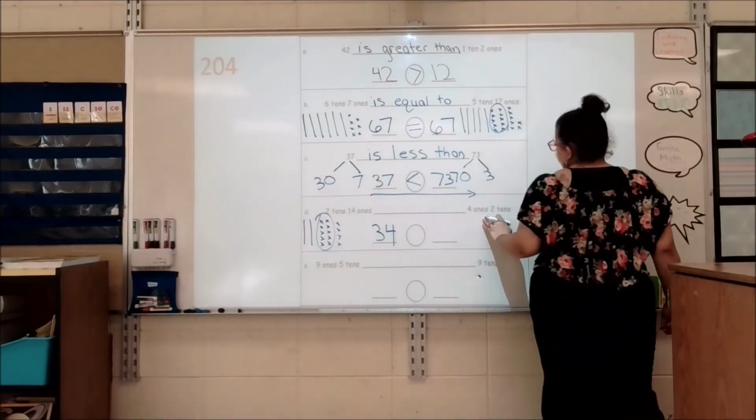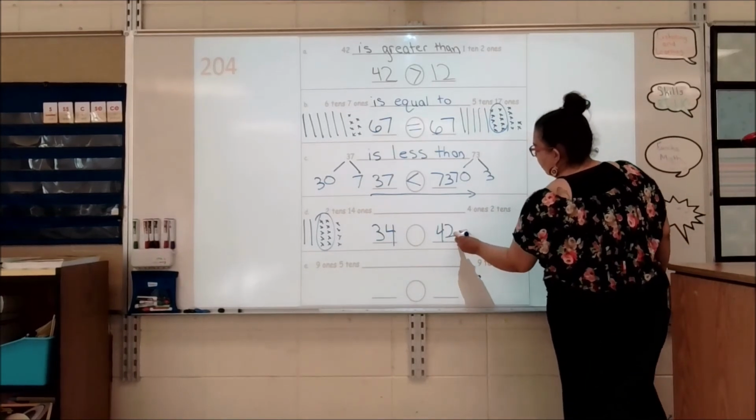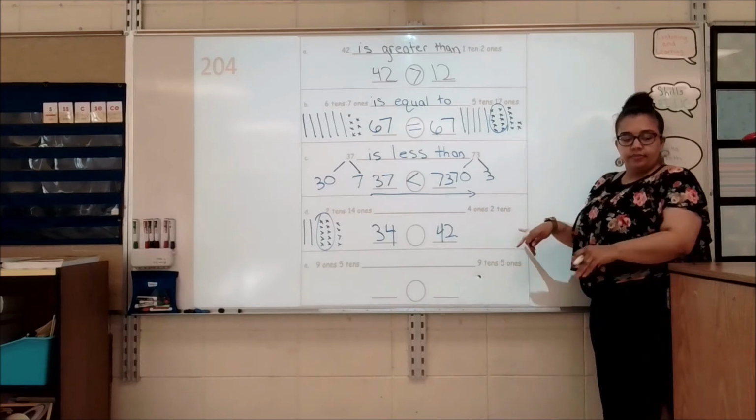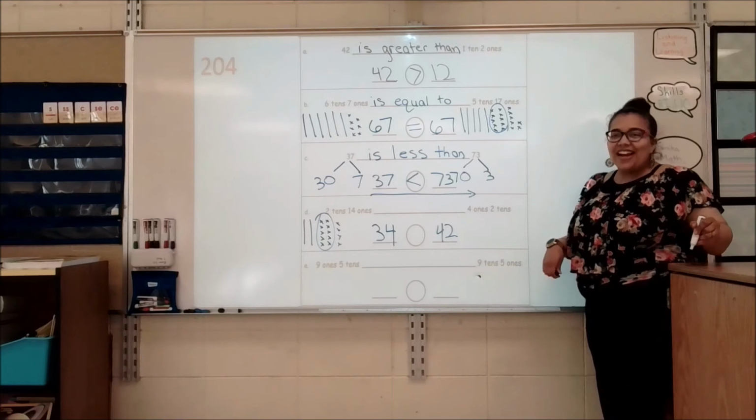4 1s and 2 10s. All right, cool. That's easy. That's 42. 4 1s and 2 10s. That's right. I don't know. I do know. That's wrong.